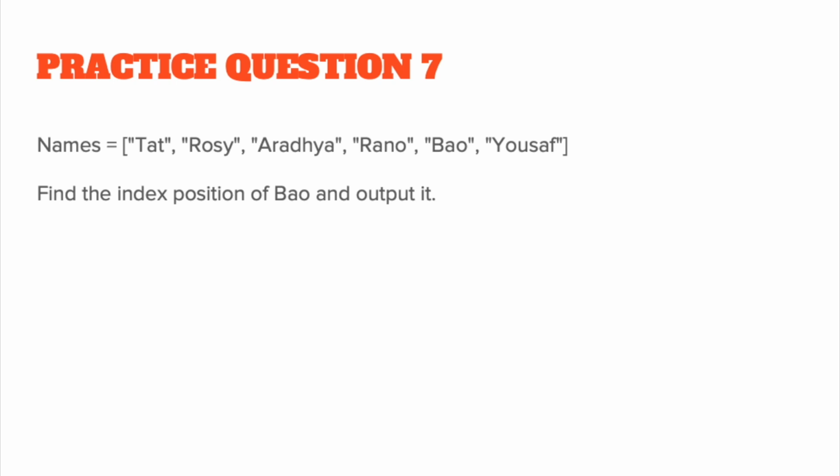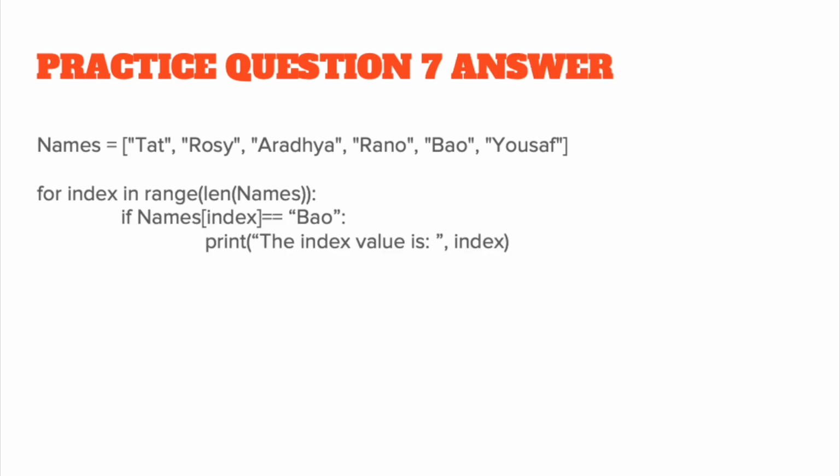Pause the video, have a go, and then continue to check the code. Hopefully you've got something like this. You've got an array with a list of names using square brackets. You've got for index in range length of names. And then you've got a bit of comparison going on: if names[index] equals "Bao", print the value of that particular index. Otherwise you just carry on checking.